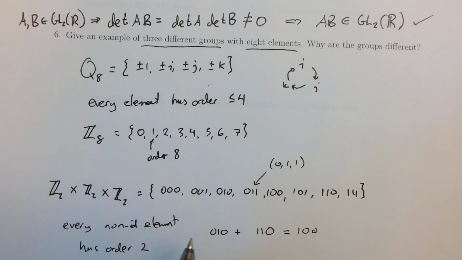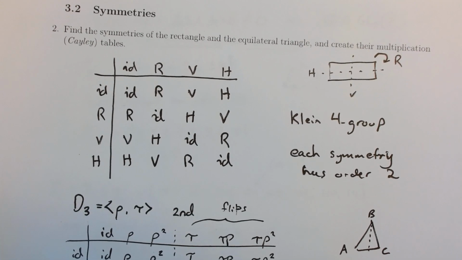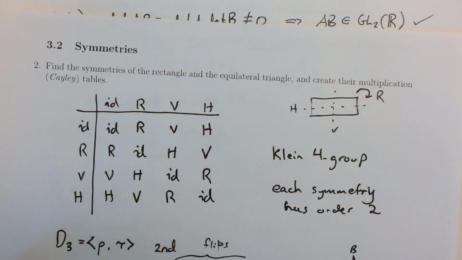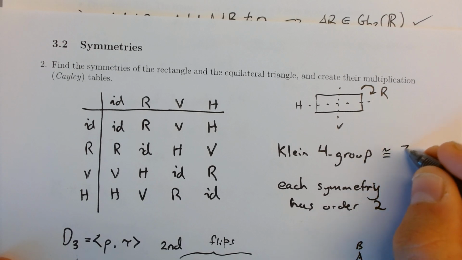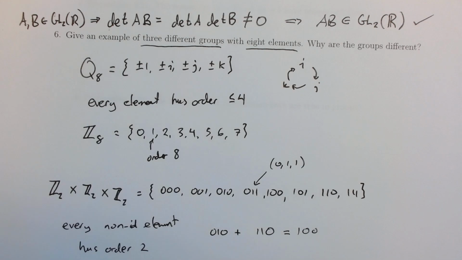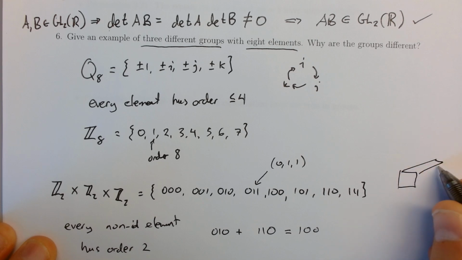Notice we kind of saw something like this already when we talked about the Klein group. Let's bring that back again. Everything here had order 2 as well, and they're the symmetries of a rectangle. And this is, you know, Z2 cross Z2. So that's another way to see it. This one would be symmetries of a rectangular box.